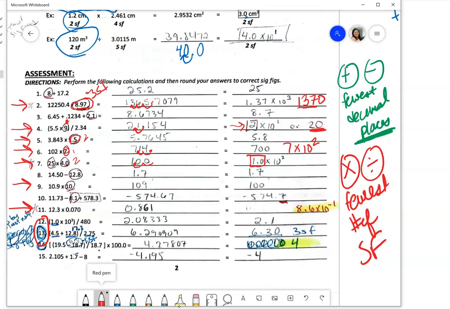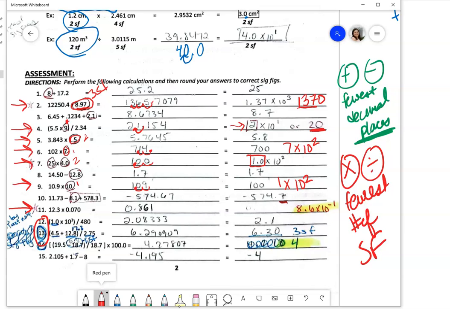Number 9, 109 times 10. 109 has 3 sig figs, again, because that's your sandwich, and 10 has 1 sig fig. So I'm going to use this one. So 109 needs to round it off to the nearest 100 so that I can get 1 sig fig. Again, if that confuses you, you can also change it to scientific notation, 100, or you can say 1 times 10 to the 2.